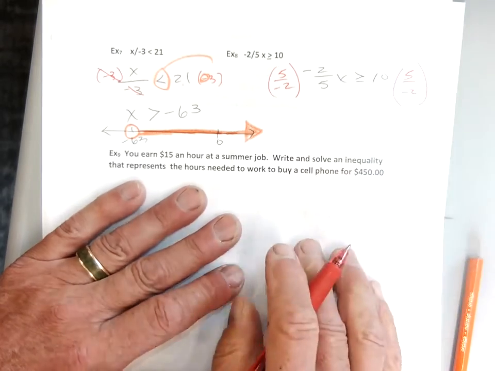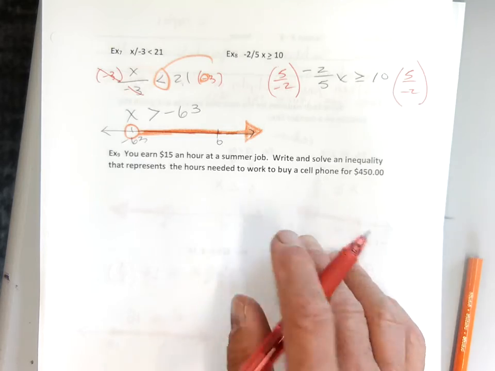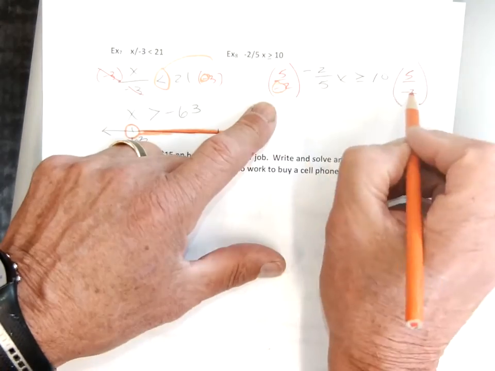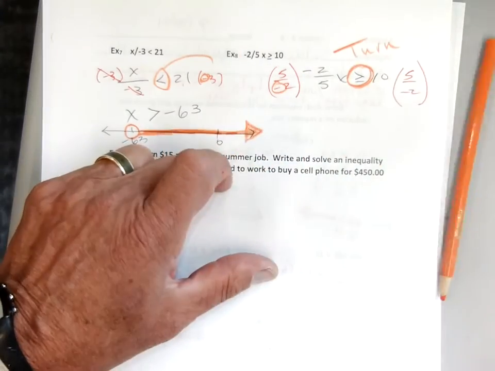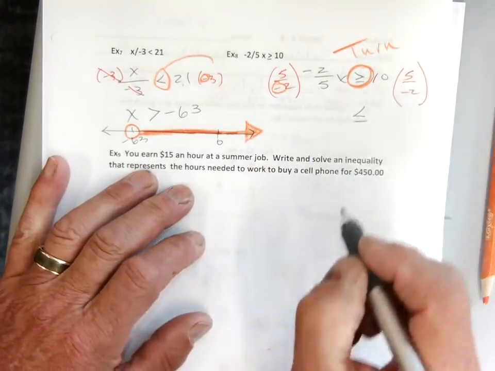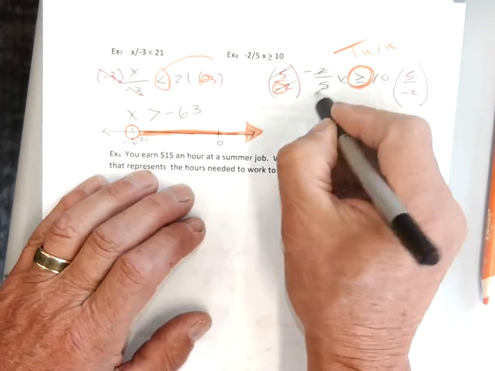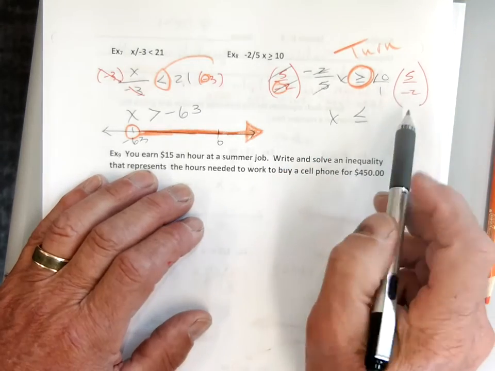Now, if you don't like doing it this way, you can do it in 2 steps. Multiply by 5 first, then divide by negative 2. This works. I divided by a negative, didn't I? Actually, I multiplied by a negative, so I'm going to turn my sign. That cancels with that. That cancels that. I'm just left with x. I like to do it this way.